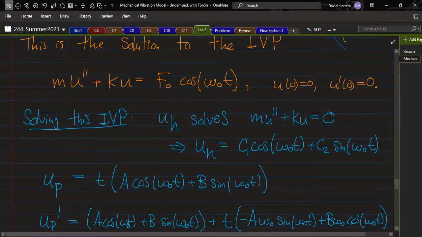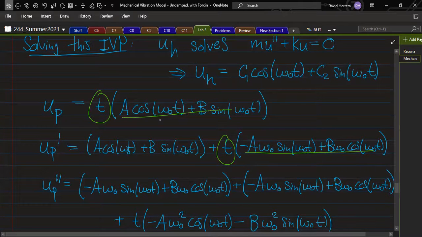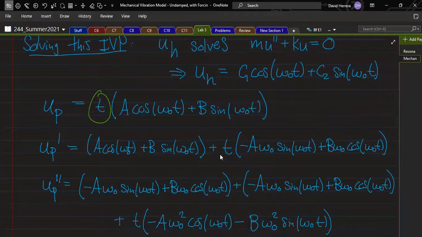So let us calculate the first and second derivatives of up. The first derivative: you differentiate this term and you get this. For the second derivative, you leave this term alone and you differentiate this. Cosine becomes negative sine with an omega naught. Differentiate sine, it becomes omega naught times cosine. So there is our first derivative.